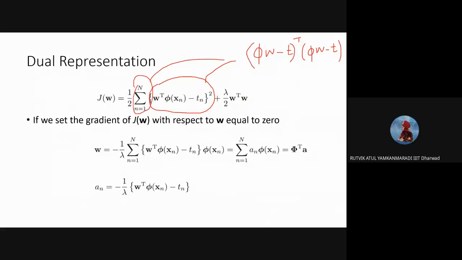Sir, wouldn't it be W transpose? Sorry? It will be phi W transpose minus T whole transpose, right? What are you saying? In the new expression that you've written here, shouldn't it be phi into W transpose?